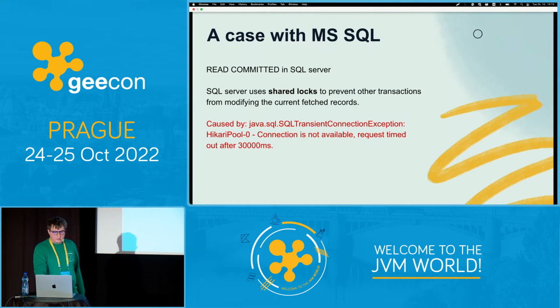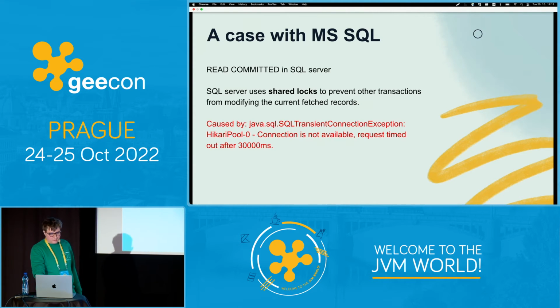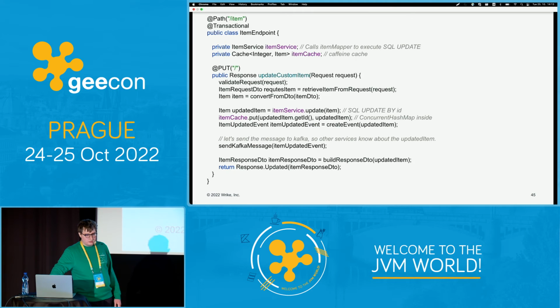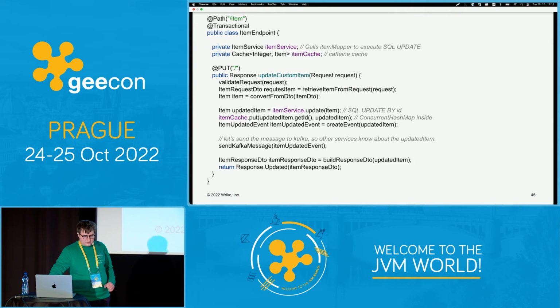I will show you an example we had a long time ago in some company. It was unpleasant, but we used MS SQL Server. We had the read committed transaction isolation level, and we found out that SQL Server uses shared locks to prevent other transactions from modifying the record. We received this exception saying timeout. We couldn't acquire a connection, so we started looking into it. There was code, it was more complex than this, but the idea was that some guys put a transactional annotation on a very big piece of code.